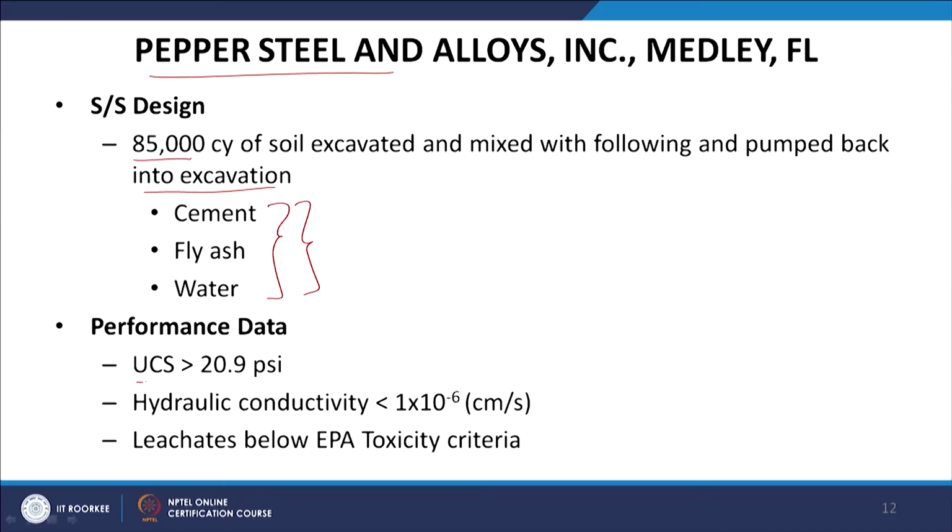Compressive strength was greater than 20.9 psi, but if you remember, ideally we want greater than 50 psi. Sometimes people are fine with at least greater than 10 psi, so this falls between those 2 ranges. Hydraulic conductivity, as we mentioned earlier, is less than 10 power minus 6 centimeter per second, and it looks like the leachate is below the toxicity criteria. So, let us move on.